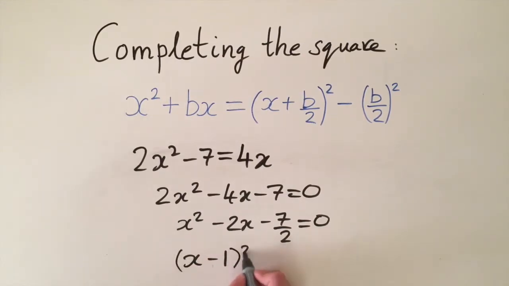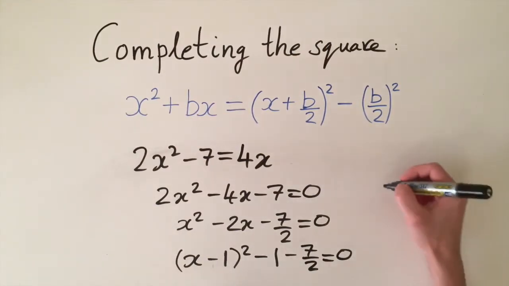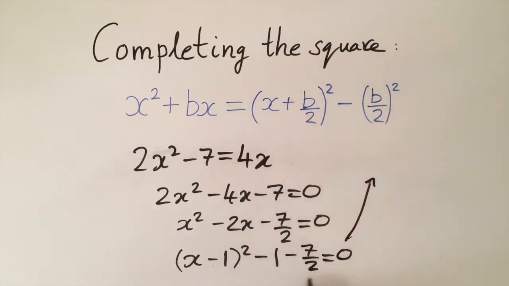We square this, and then we need to subtract off what this number squared would be. So minus 1 times minus 1 gives us plus 1, and we have to subtract off that number. So minus 1, and then we can't forget the constant from before, so we just subtract off 7 over 2 again. This is still equal to 0. And then the last step is just to collect the terms.